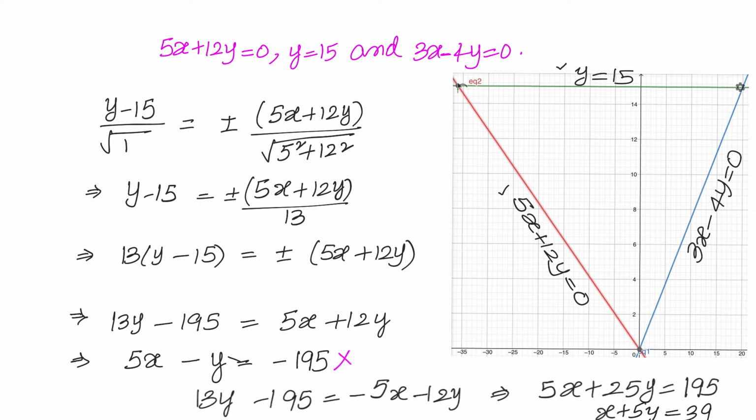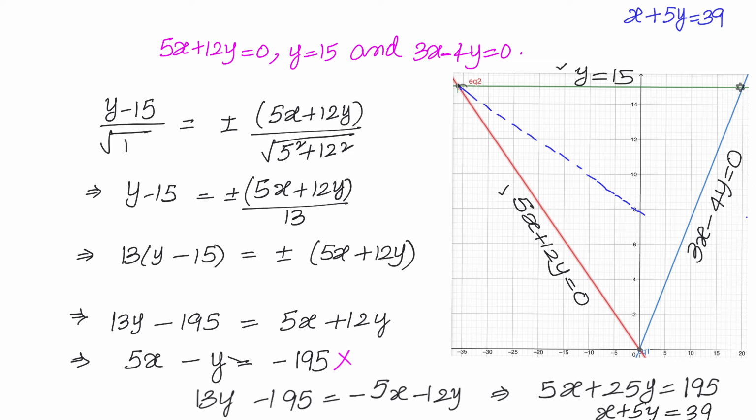Let's write down its equation. The equation we got is x plus 5y equals 39. So I'll write it down here. One is x plus 5y equals 39, and that one is hitting when x equals 0, y equals 7.8. So it's approximately coming like that. That is the angular bisector we have, x plus 5y equals 39.